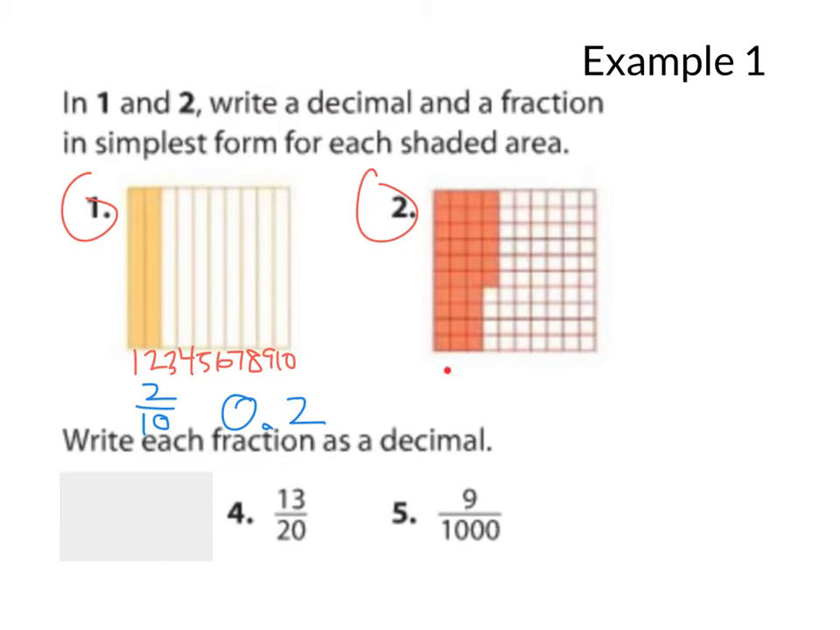Moving on to number 2. I'm not actually a fan of counting how many squares there are, but I did count and I know there's 10 on the bottom. And let's count the side. 1, 2, 3, 4, 5, 6, 7, 8, 9, 10. So I know there's also 10 here. Well, if I multiply 10 times 10, I get 100.